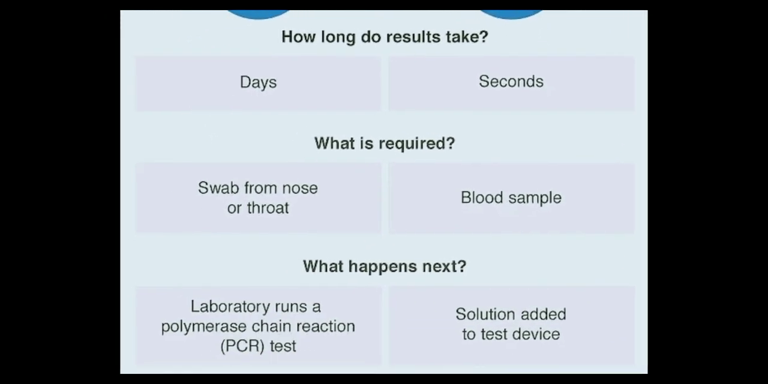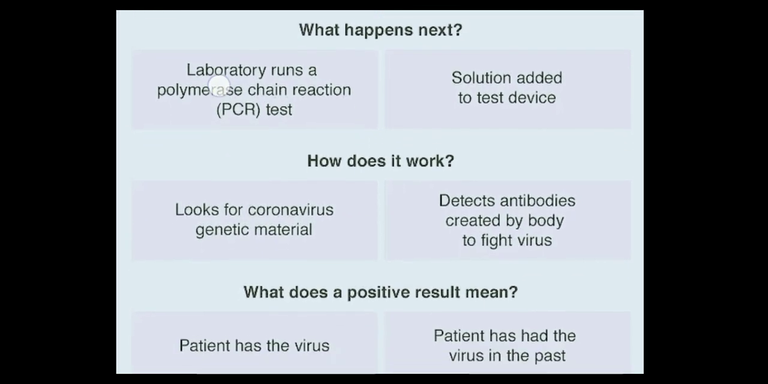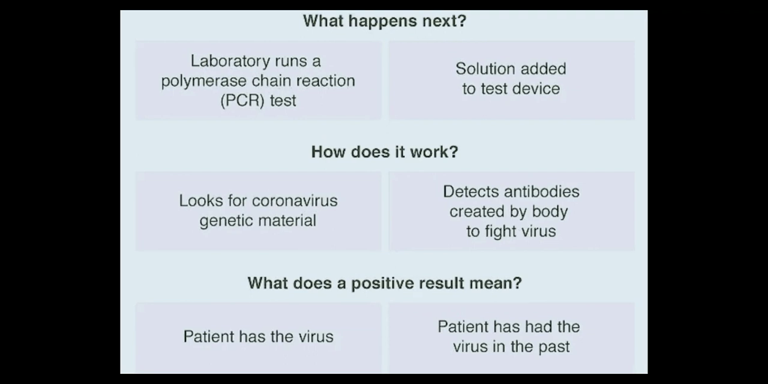And now let's see what is required. Swab from nose or throat is required in the PCR technique, and blood sample is required in the RDT technique. What happens next is the laboratory runs a polymerase chain reaction PCR test, and a small solution added to the test device, that is buffer solution, is added in the RDT test in the sample. Now let's see how does it work. It looks for corona genetic material, as we have already mentioned, and detects antibody created by body to fight virus. This was the concept for RDT test.